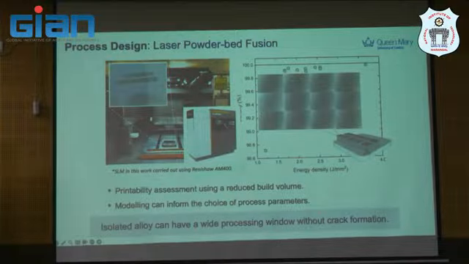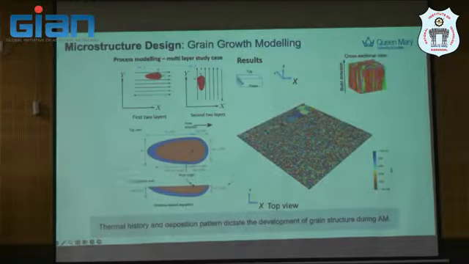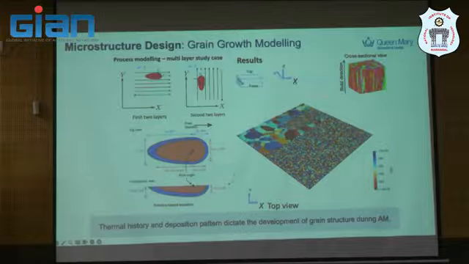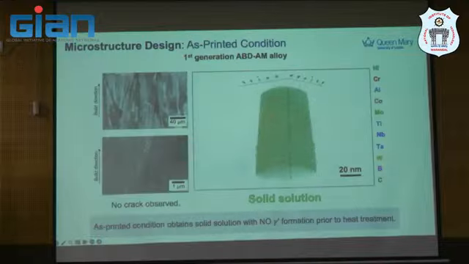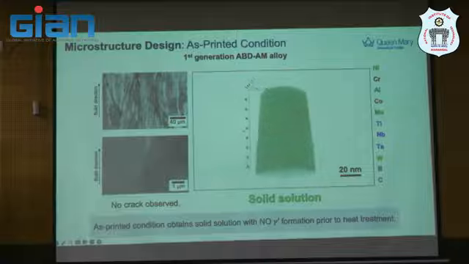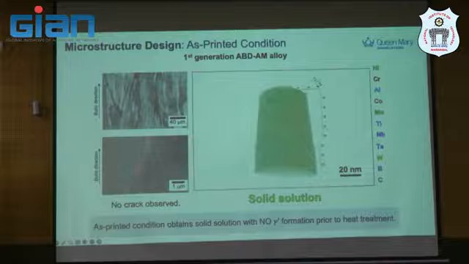So we print this and model it to inform the choice of process parameters. Again, you will appreciate that this did not just happen by chance. It's actually very systematic. At that time, we also did a simple grain growth model to understand the microstructure as a function of the parameters that we optimized. And then we check the printed condition. Again, this involves not only modeling but also a lot of experimentation, so you can see what happened.